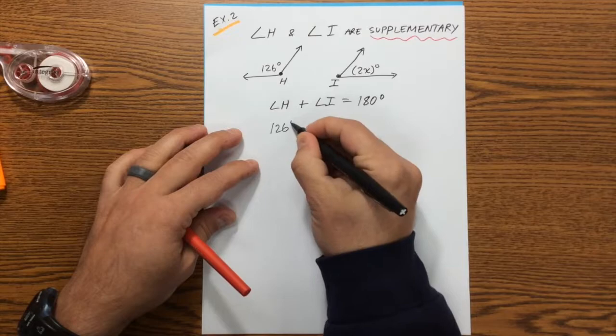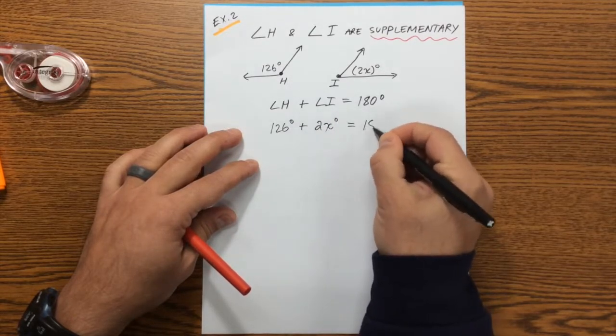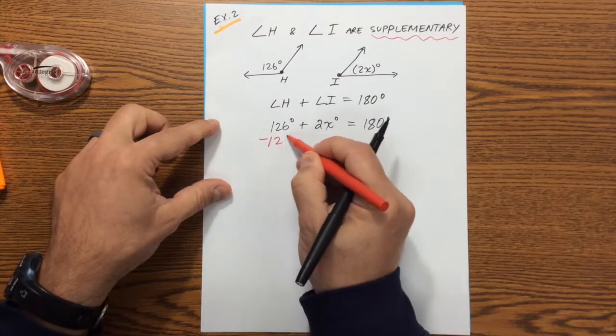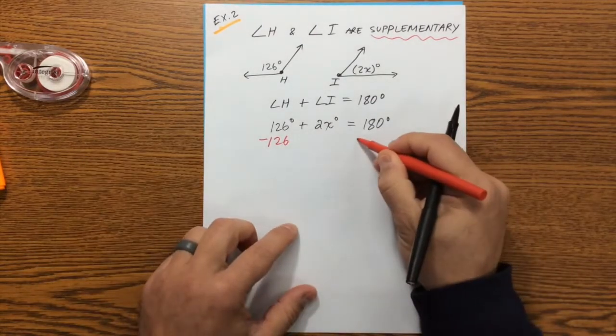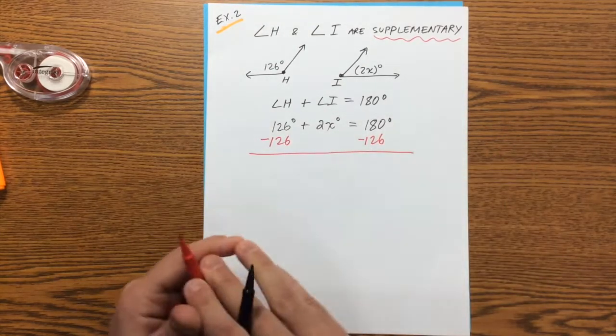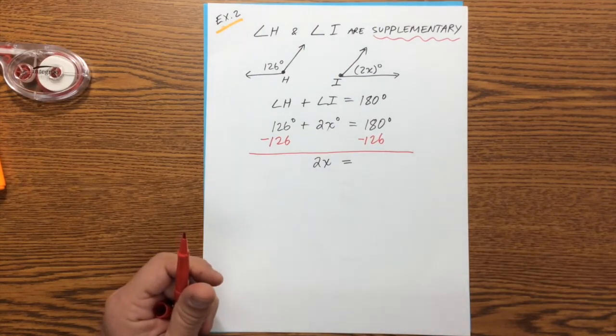So we know that angle H is 126 degrees plus 2x degrees equals 180 degrees. All right, so what do we do first? That's right. Subtract 126 from both sides of the equation. You're going to get 2x equals what? Any ideas? I'll pause for a second to let you do it.